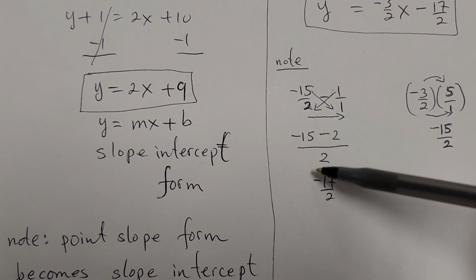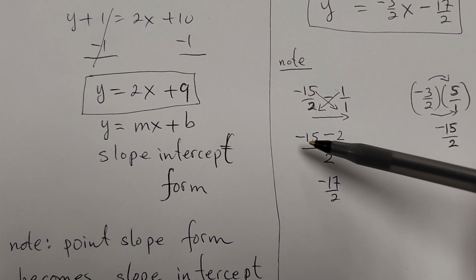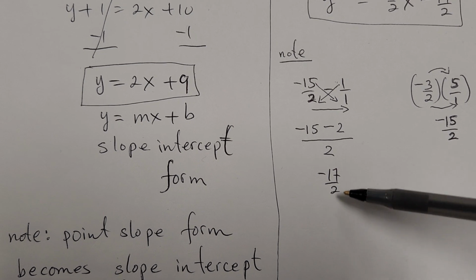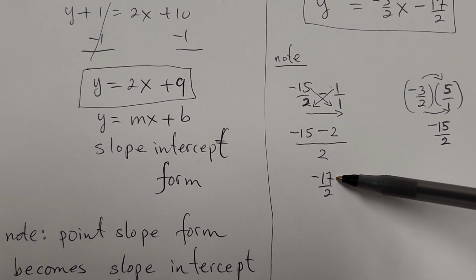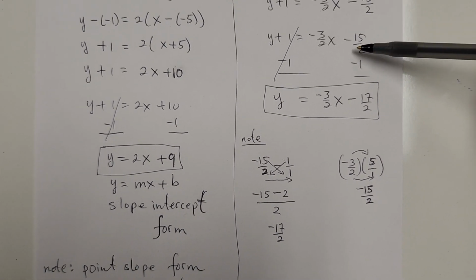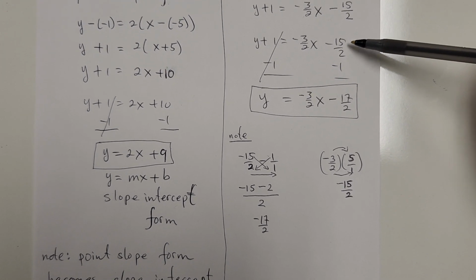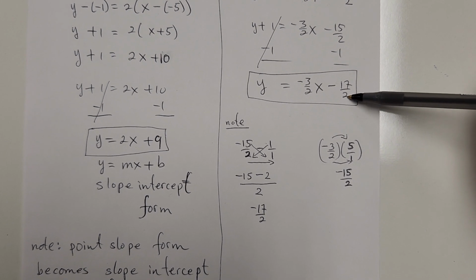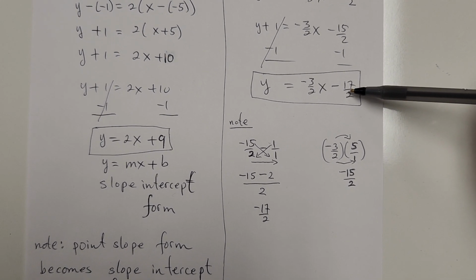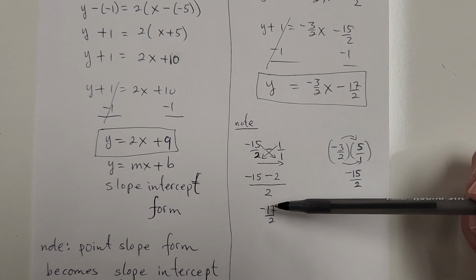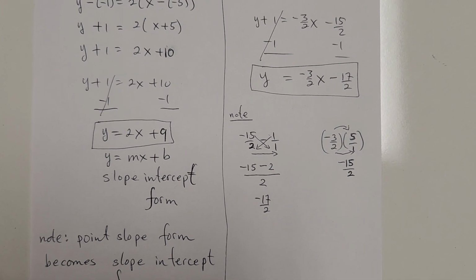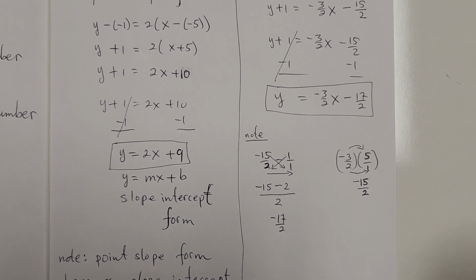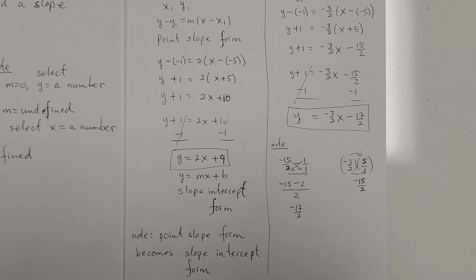Now order of operations: negative 15 minus 2 gives me negative 17 over 2. If you can reduce, reduce. If you cannot reduce, leave it alone. So going back to the equation, negative 15 over 2 subtract 1 is negative 17 over 2. Where did I get this negative 17 over 2? Right here. So this lesson is to find a linear equation from a given point and a slope.